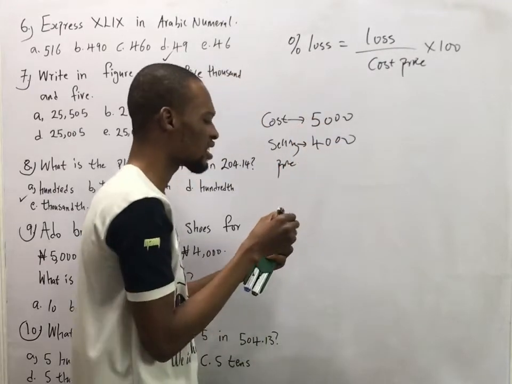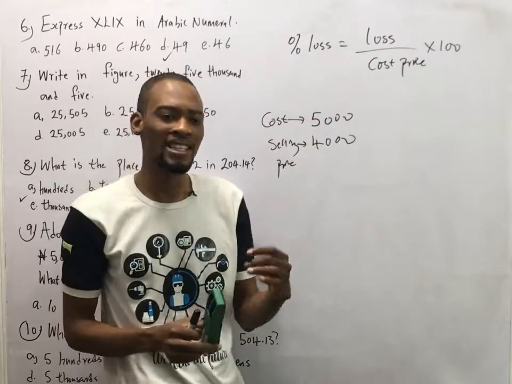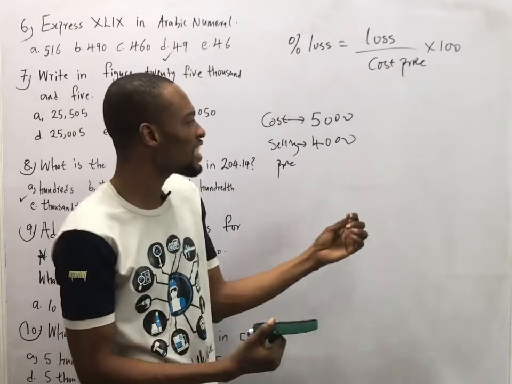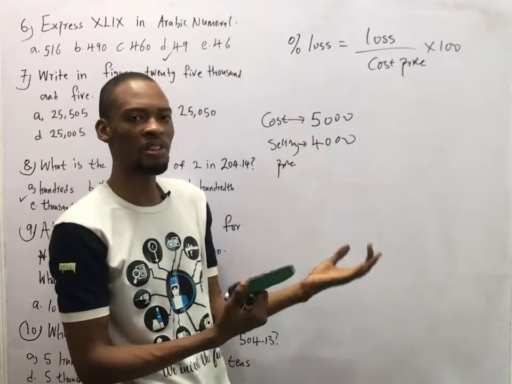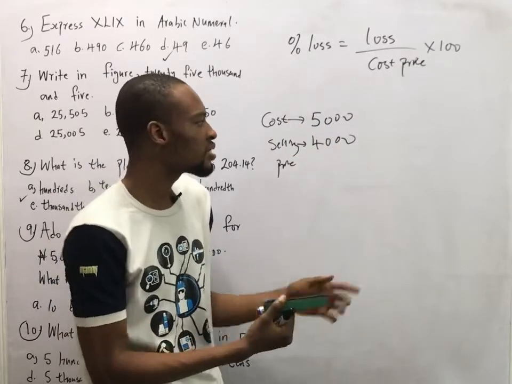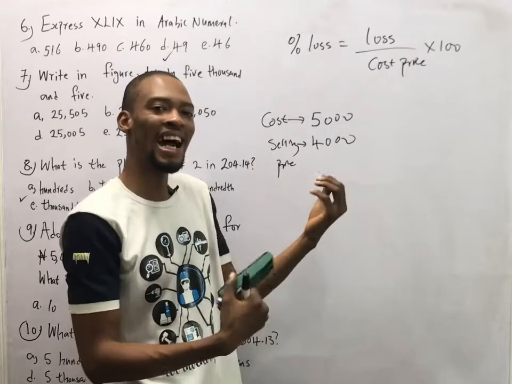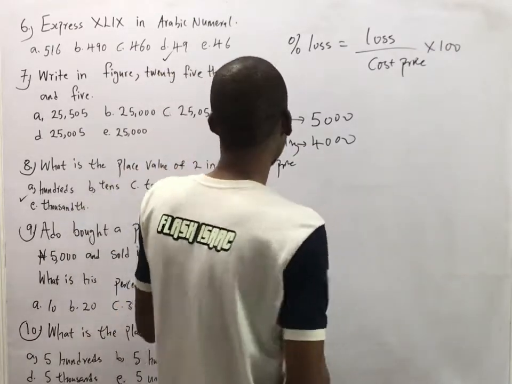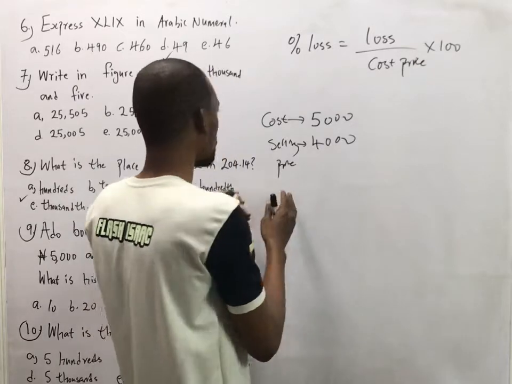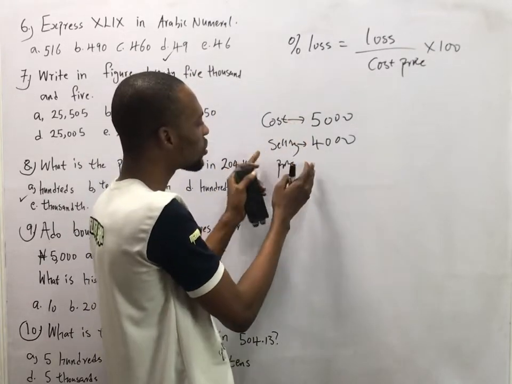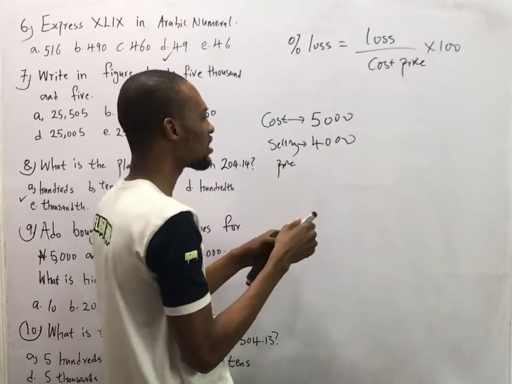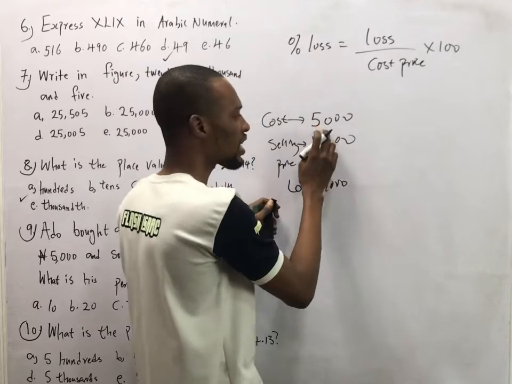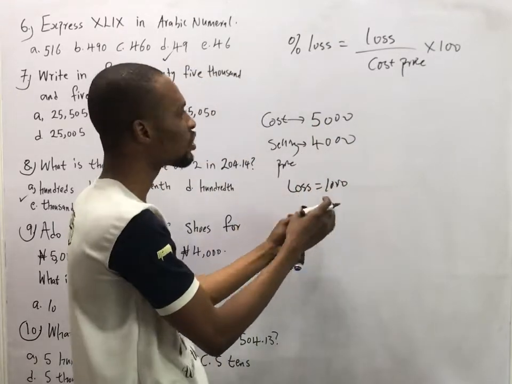So in normal sense, if you are selling something for less than how much you are buying, it means that you are running at a loss. So if selling price is less than cost price, you are running at a loss. To make profit, you must sell it higher than how much you bought it. In this case, this guy bought a pair of shoes for 5,000 naira and he sold it for 4,000 naira. That means the loss is 1,000 naira, 5,000 naira minus 4,000 naira. So he lost 1,000 naira.